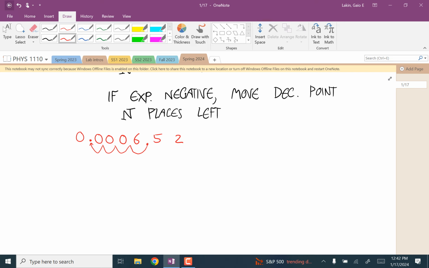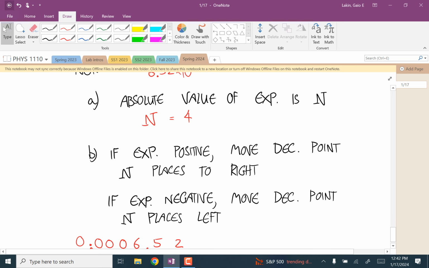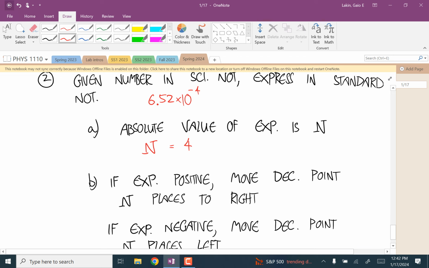Yeah. What's the difference between the absolute value of the exponent and the exponent itself? The exponent can be positive or negative, so just ignore the sign for a second, is what I mean.